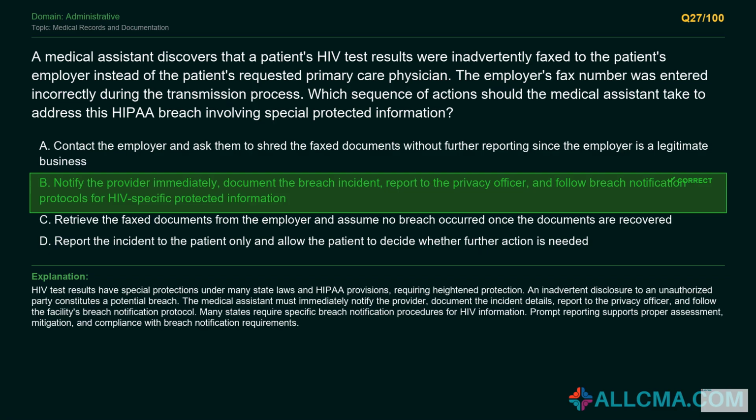The correct answer is B. HIV test results have special protections under many state laws and HIPAA provisions, requiring heightened protection. An inadvertent disclosure to an unauthorized party constitutes a potential breach. The medical assistant must immediately notify the provider, document the incident details, report to the privacy officer, and follow the facility's breach notification protocol. Many states require specific breach notification procedures for HIV information. Prompt reporting supports proper assessment, mitigation, and compliance with breach notification requirements.